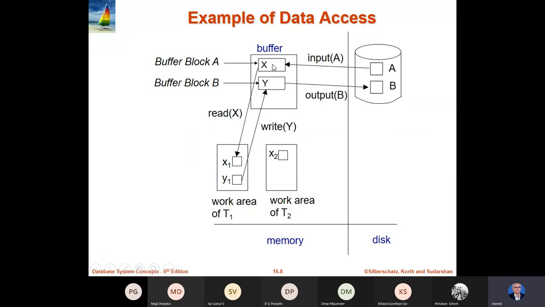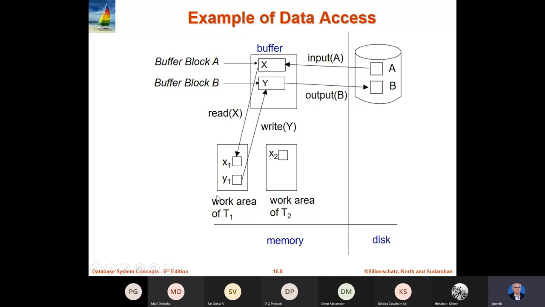One of the data items is, say, X, which is in buffer block A, and in buffer block B there is a data item called Y. Now, consider this transaction T1 and a transaction T2. This is the work area of T1, this is the work area of T2. The values of X and Y in the local areas of T1 and T2 we denote as X1, Y1 for T1 and X2 for T2. That is the notation that we have here.